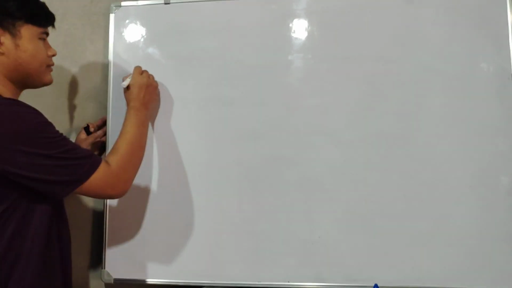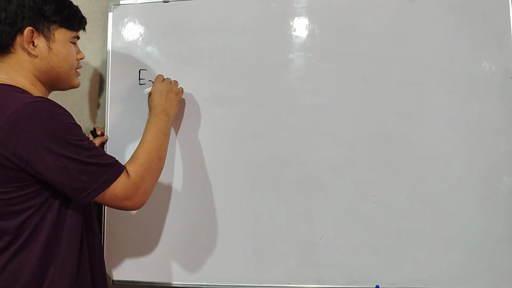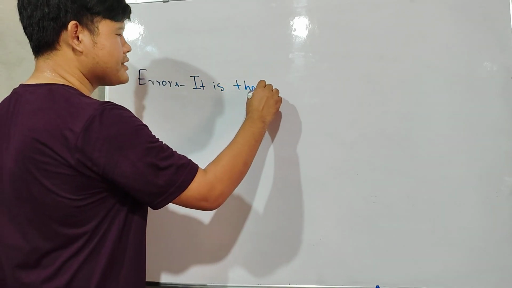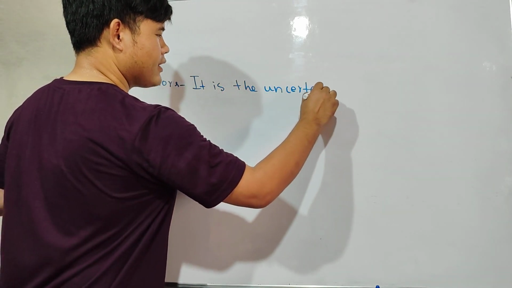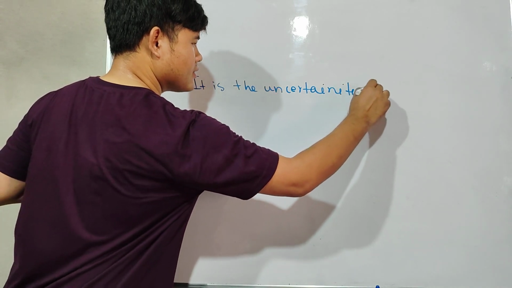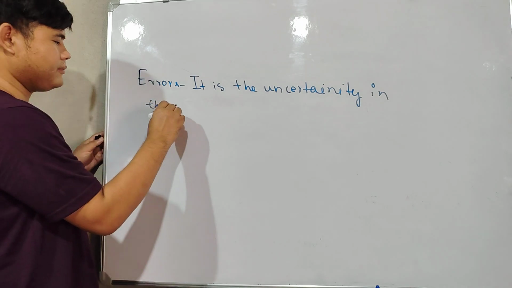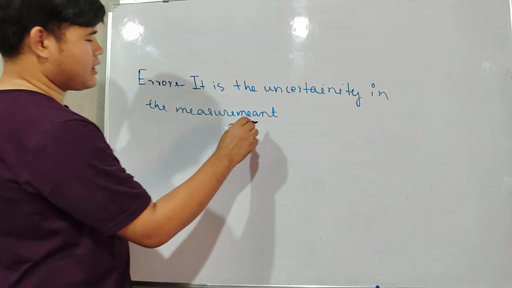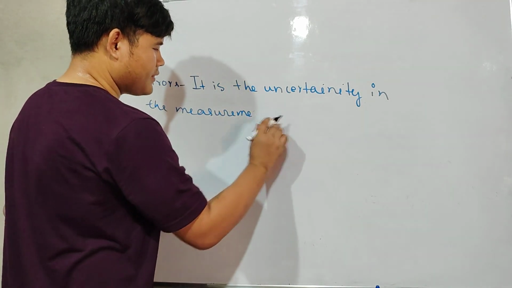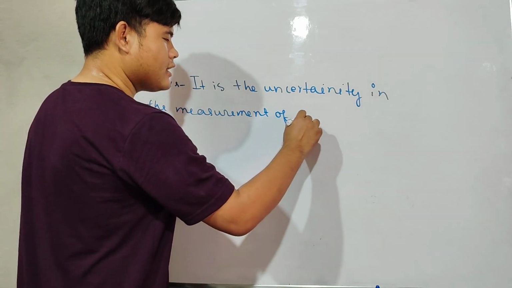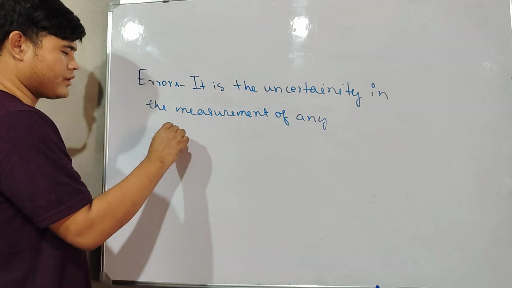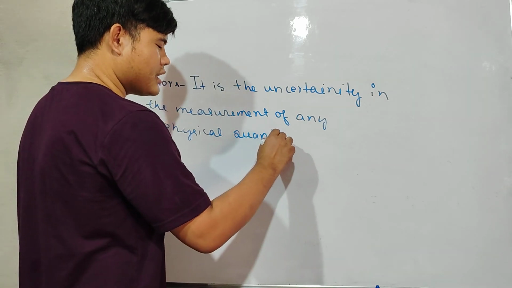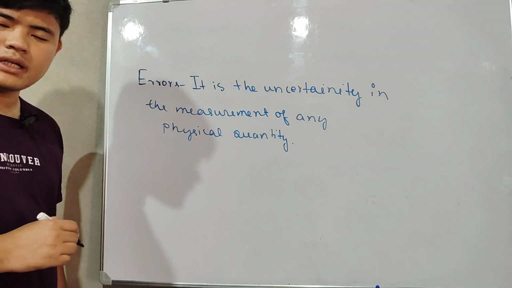So what does error mean? Error is the uncertainty in the measurement of any physical quantity. When we are going to measure any physical quantity, the uncertainty that comes will be called errors.